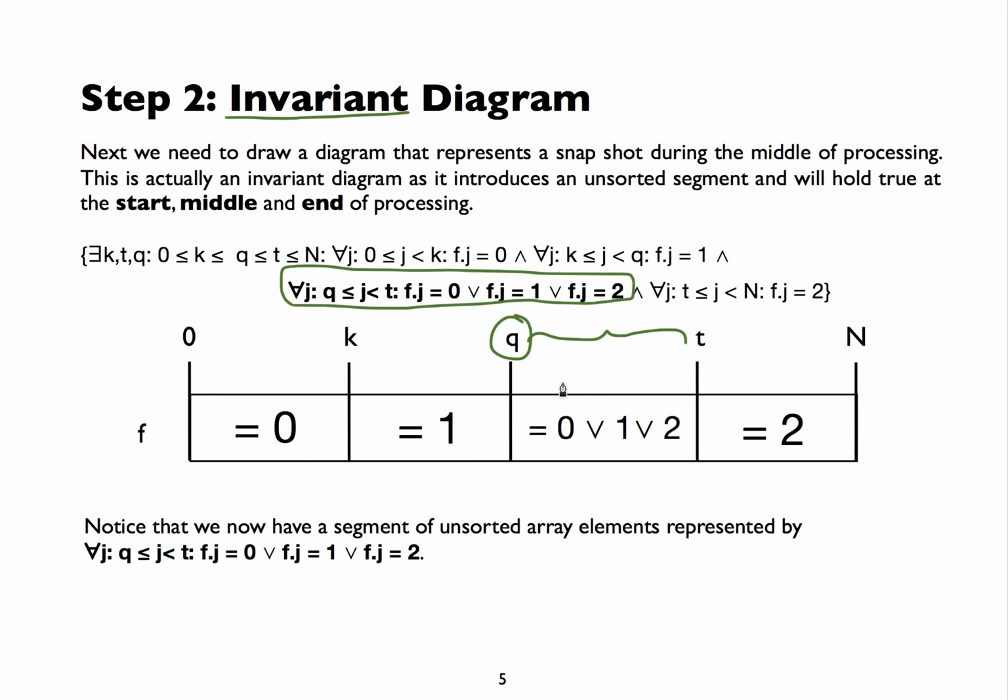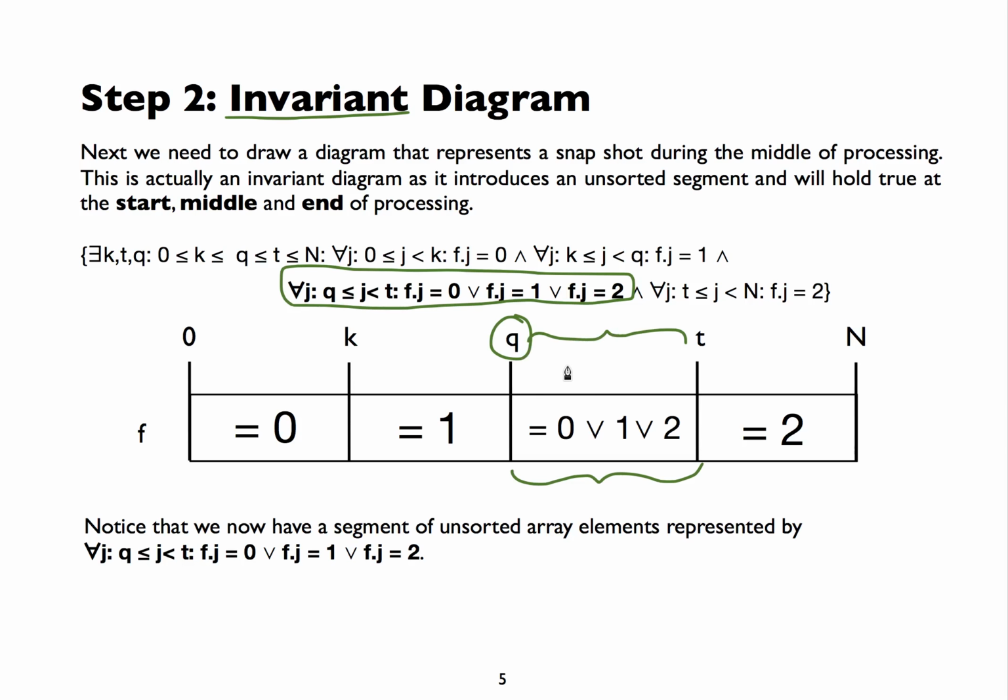So this new segment between q and t is going to contain our unprocessed part of the array. So in here will be either zeros or ones or twos. Now pay particular attention to where the new variable q was introduced. It was introduced after k and before t. It needs to be here to make life easy for swapping values around and so on. So it's introduced after k and before t.